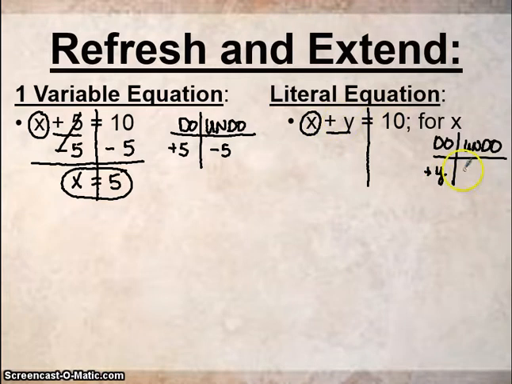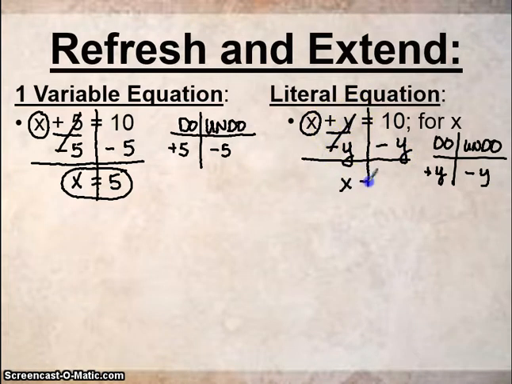To undo the equation, we'll have to do the opposite. So what's the opposite of adding y? Subtracting y. So we'll subtract y from each side. Positive y minus y makes 0, so we get x plus 0, or just x, is equal to.